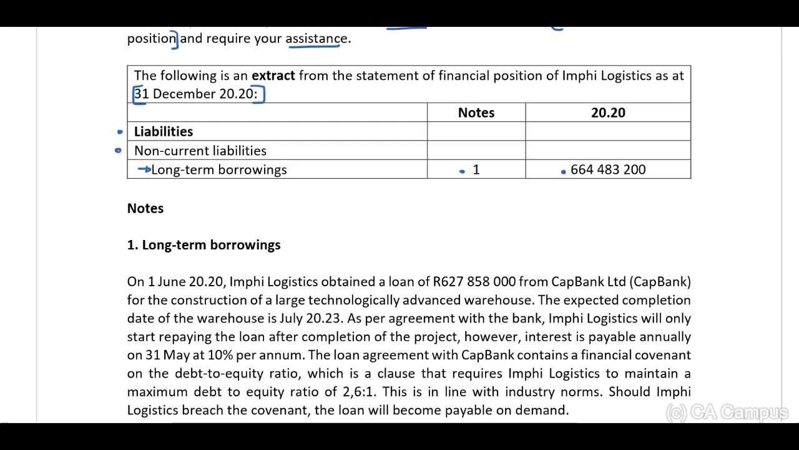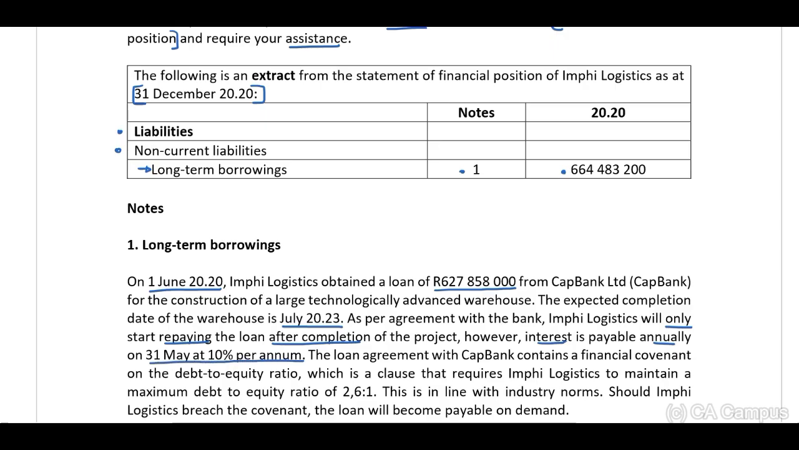Note, long-term borrowings. On 1 June 2020, MP Logistics obtained a loan of 627,858,000 from Cap Bank Limited for the construction of a large technologically advanced warehouse. The expected completion date of the warehouse is July 2023. As per agreement with the bank, MP Logistics will only start repaying the loan after completion of the project. However, interest is payable annually at 31 May at 10% per annum.